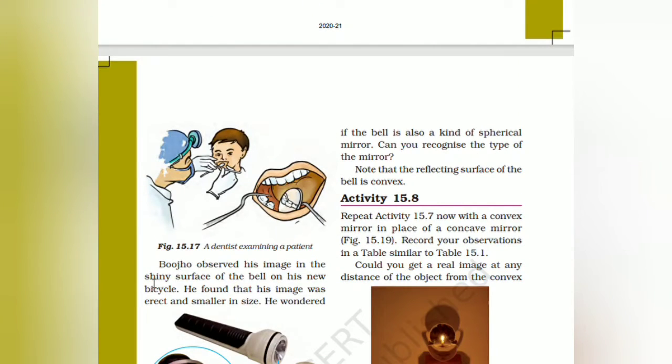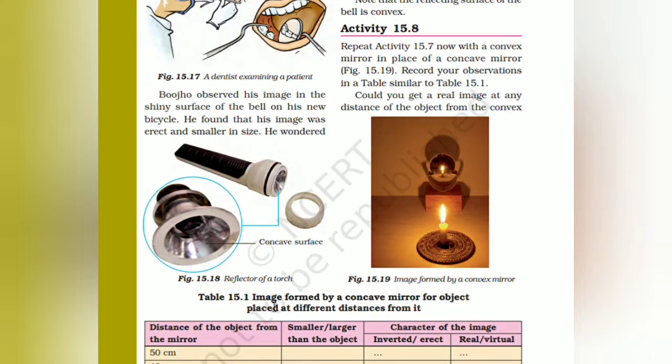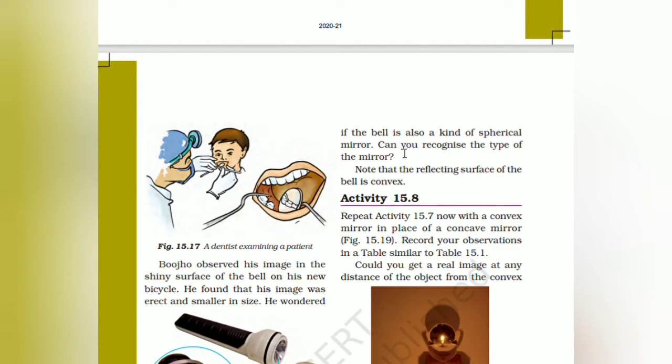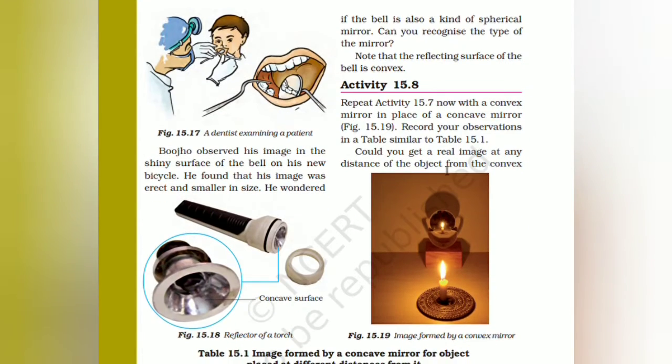Bojo observed his image in the shiny surface of the bell on his bicycle. He found that the image was erect and smaller in size. He wondered, what if the bell is also a kind of spherical mirror? Can you recognize the type of the mirror? The reflecting surface of the bell is convex.